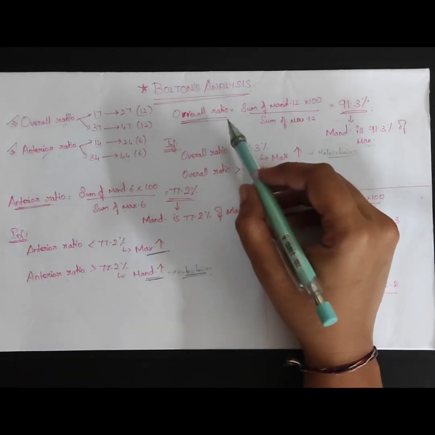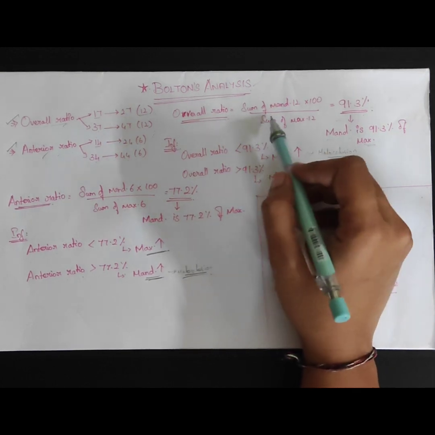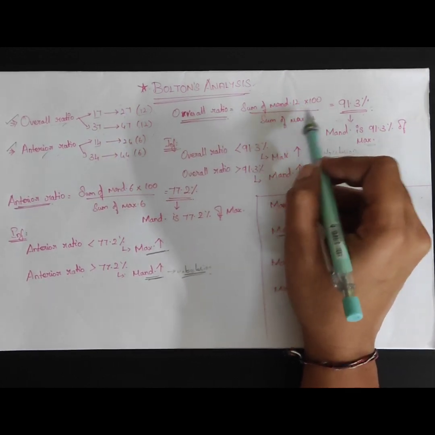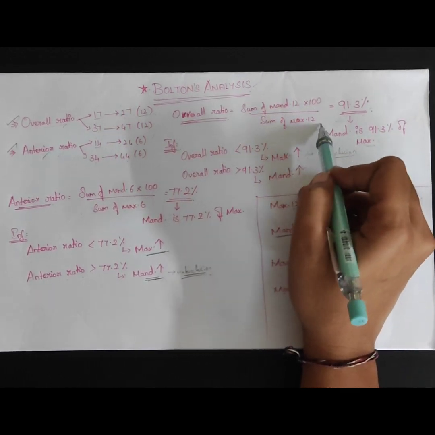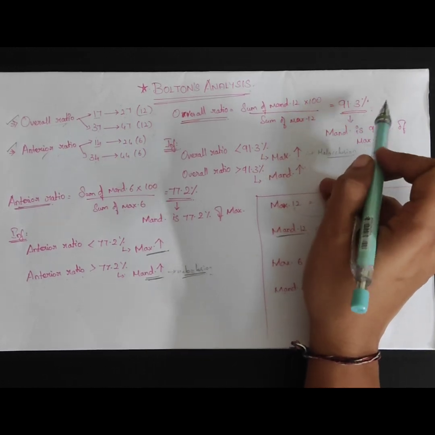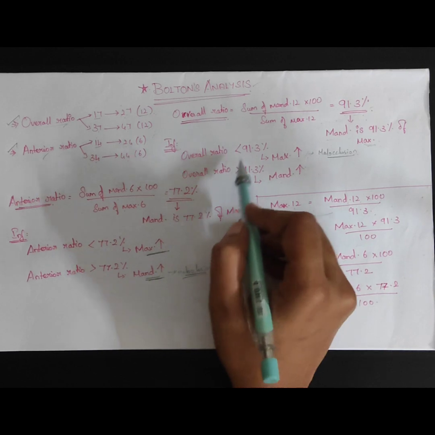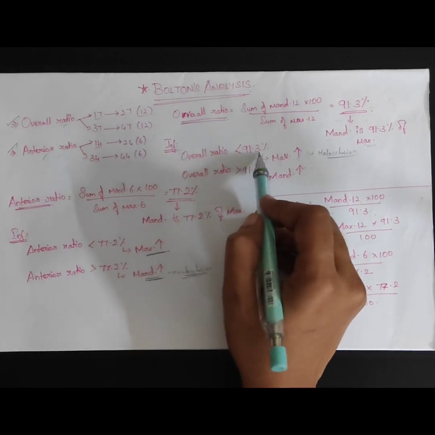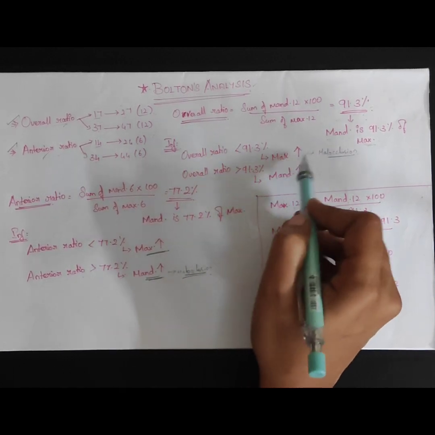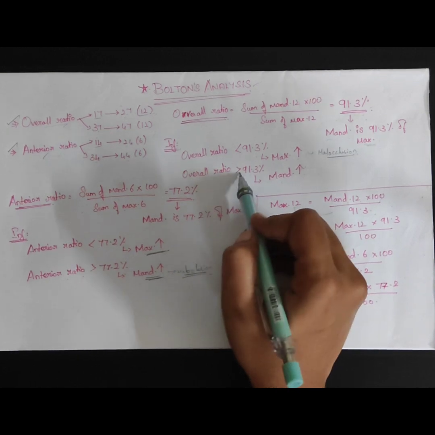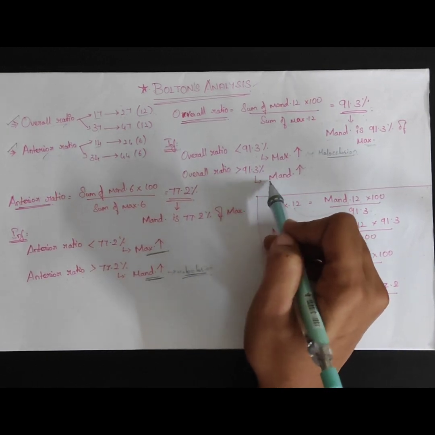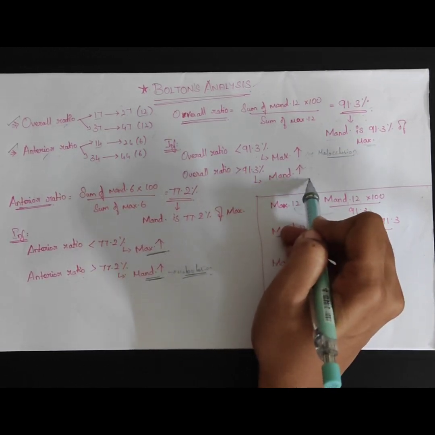So the overall ratio formula is sum of mandibular 12 into 100 divided by sum of maxillary 12, and the value is 91.3%. So this is the inference. If the overall ratio is less than 91.3, then it is maxillary discrepancy. If the overall ratio is more than 91.3, then it is mandibular discrepancy.